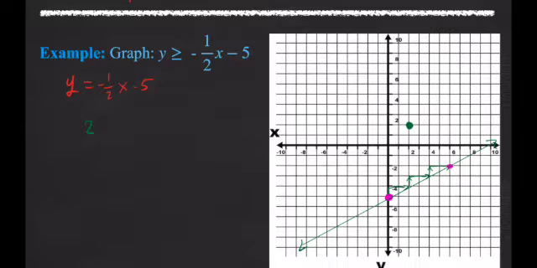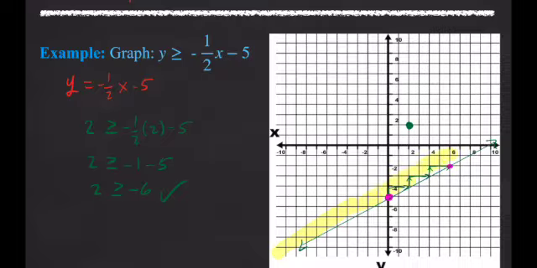So we have 2 is greater than or equal to -1/2 times 2 minus 5. So 2 is bigger than or equal to -1 minus 5. So 2 is bigger than or equal to -6. And that is true. That point satisfies that inequality. So that means that that side of our graph is our solution. So let's go ahead and shade in that region.